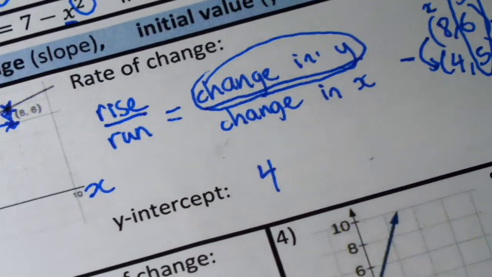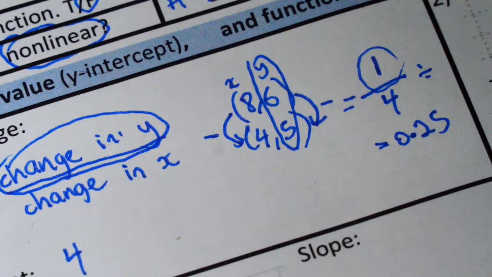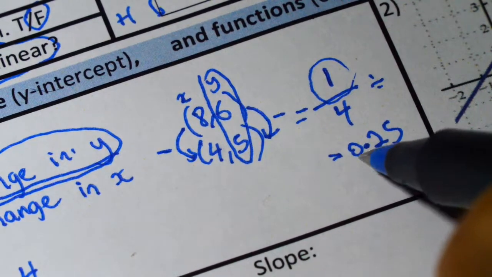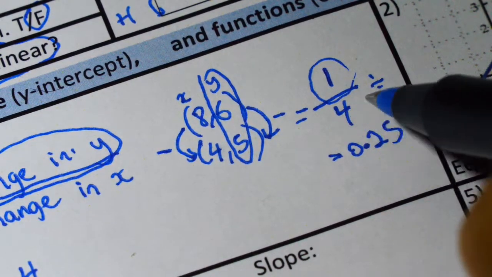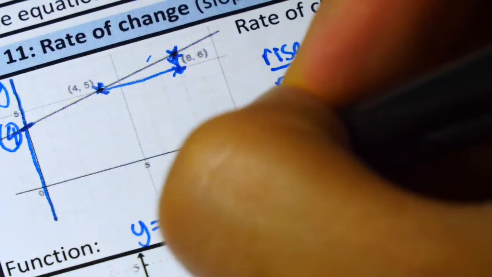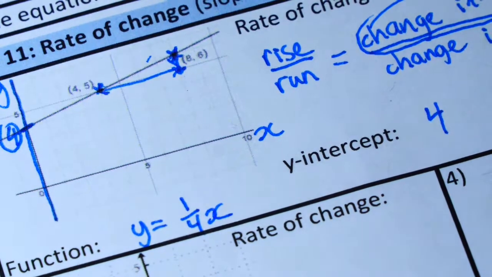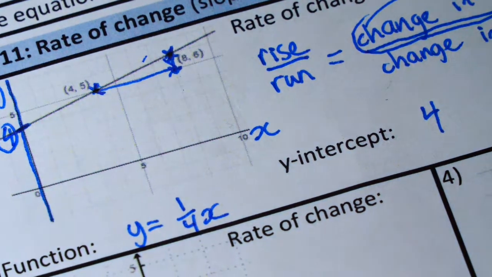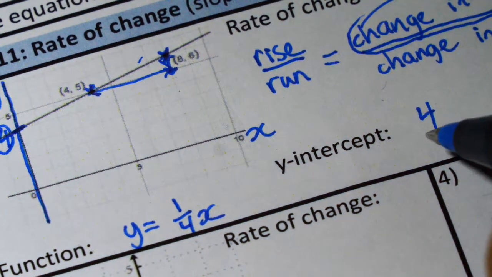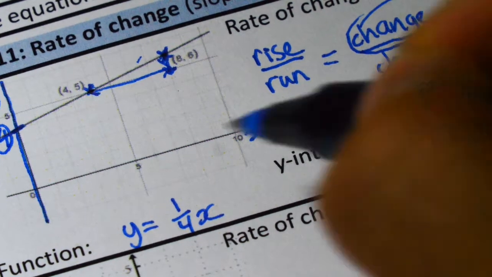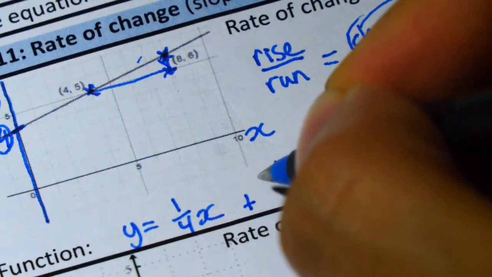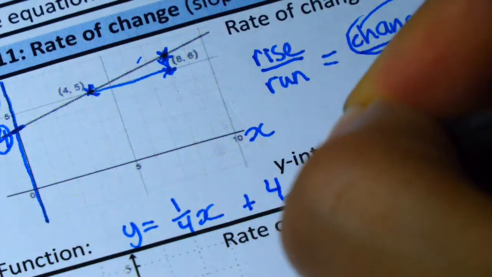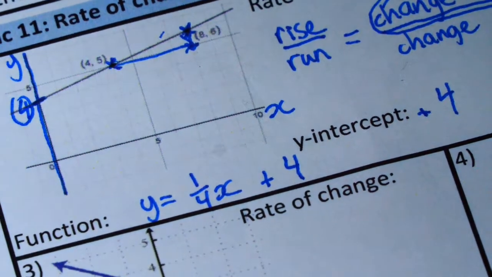Now we are looking at our rate of change. We got, let's use this one, 1 over 4. So y equals 1 over 4x, and the y-intercept here was plus 4. So y equals 1 over 4x plus 4, and that's our function.